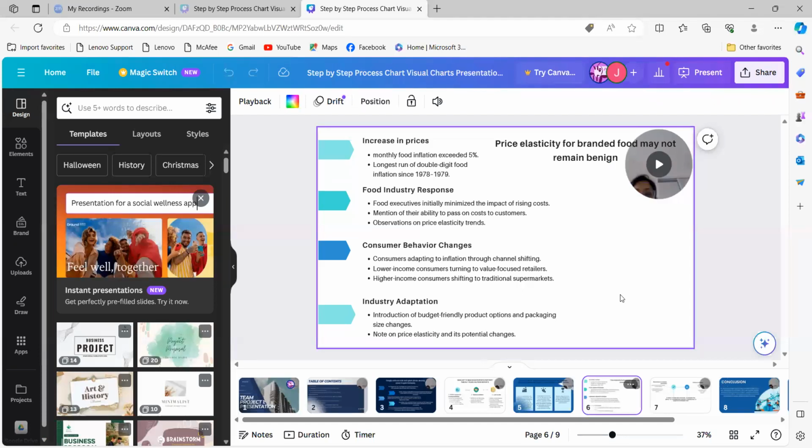Number 3, customer behavior changes. Customers adapting to inflation through channel shifting. Lower income consumers trending to value-focused retailers. Higher income consumers shifting to trending supermarkets. Industry adaptation: under industry adaptation, introduction of budget-friendly product options and packaging size changes, with a note on price elasticity and its potential changes.